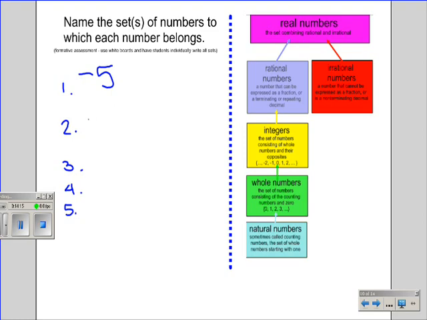Number 2, classify the number 10. Number 3, let's classify the square root of 35. Number 4, 17.238 ... and 5 will be square root of 4/3. I'll give you a moment to classify those.